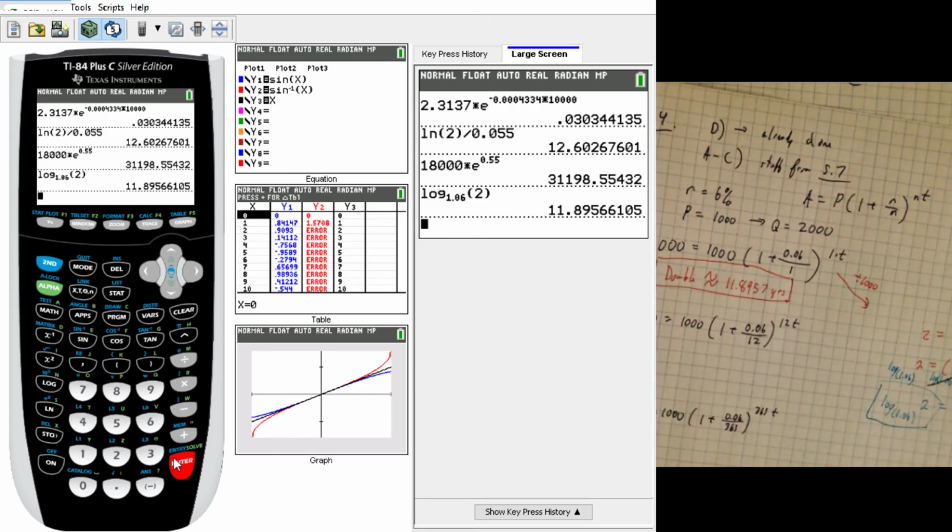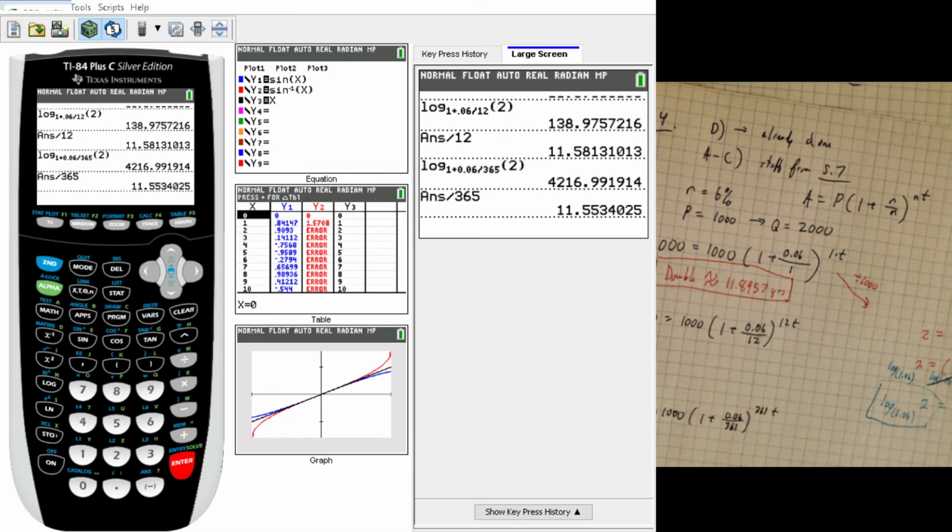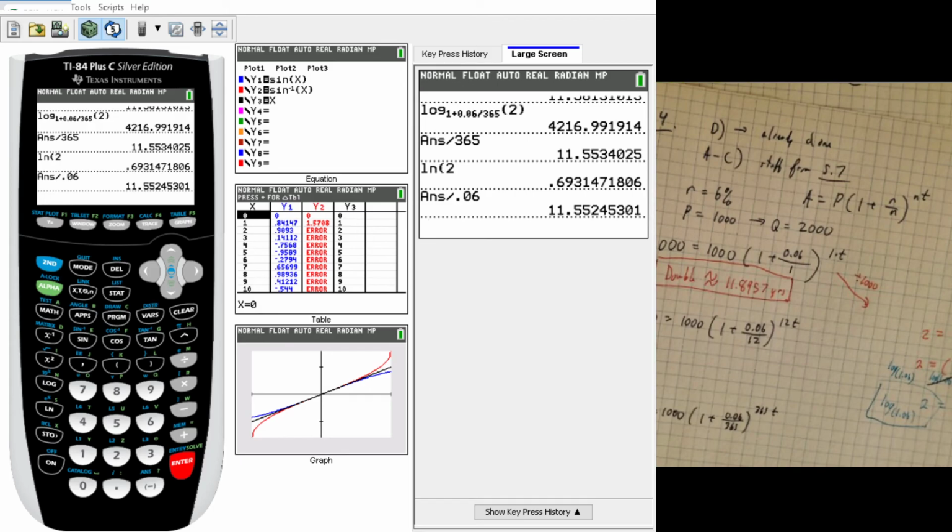By comparison, if we did it with part B's way, it would take just a little bit less, 11.58, which is still not too bad. Both of these are pretty reasonable. Compare this to part C, where we get closer to 11.55. So again, each time it just goes down a little bit. And finally, if we compound this continuously, it's just a smidge less. Compounded daily, 11.55, continuously 11.552.